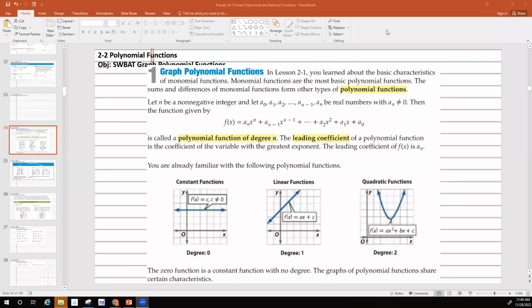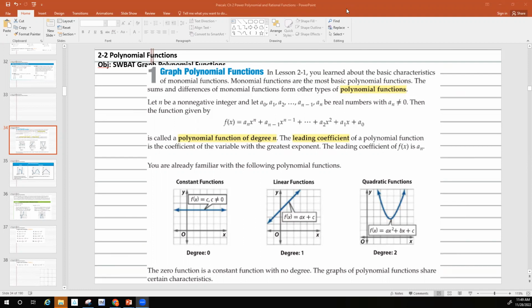All right, so let's look at section 2.2, which is polynomial functions, and we should be able to graph polynomial functions. So first off, what is a polynomial function? A polynomial function is in this form here. So we're going to have a single variable, and we're going to have different degrees, different exponents for each of those variables.